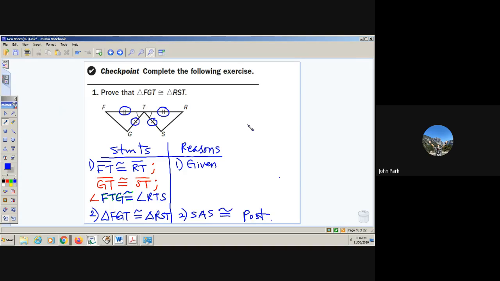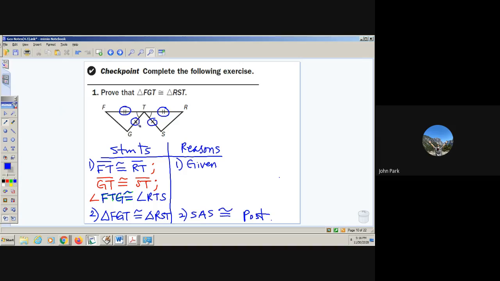about next time. So once again, if you have two triangles like this, you can establish that these two triangles are congruent by first establishing that the side FT is congruent to side RT, right, with the two slashes and two slashes.